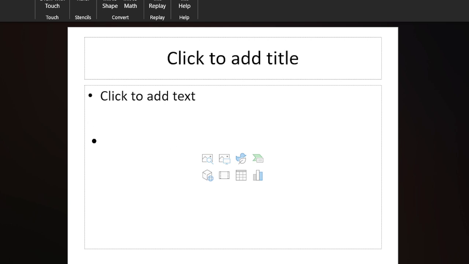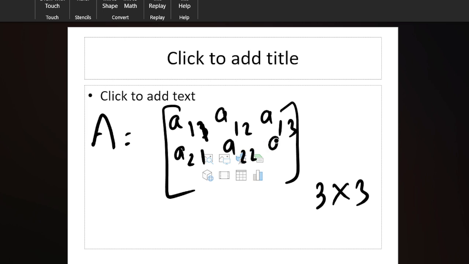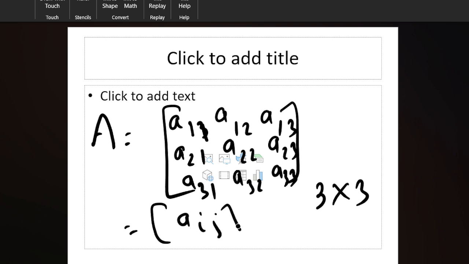Or simply, if we write a matrix of order 3 by 3, we can write it in this way. 3 rows, 3 columns. In the first row we'll have 3 members: A11, A12, A13. Second row, A21, A22, A23. Third row, A31, A32, A33. So in short, we write it as Aij of order 3 by 3. Writing a matrix in general form, that is Aij.